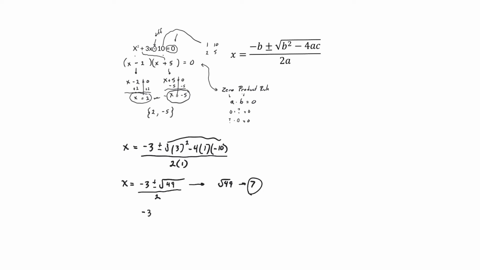So I got negative 3 plus 7 over 2. And I got negative 3 minus 7 over 2. Do a little math. I get 2 for an answer here. And I get negative 5 for an answer here. And again, if you take a look at these two answers, exactly the same thing as those two answers. So it is simply a different method.